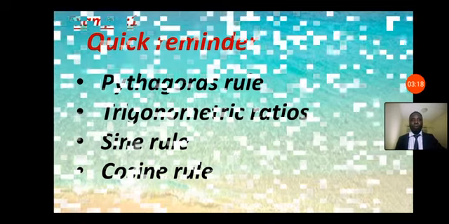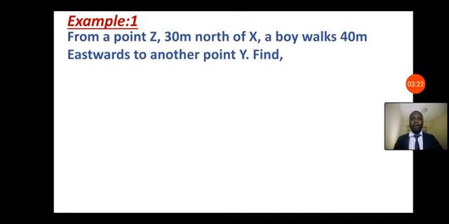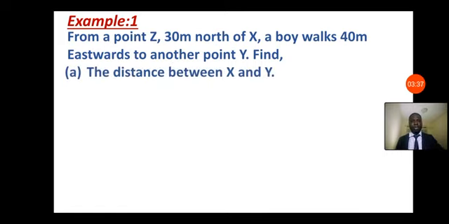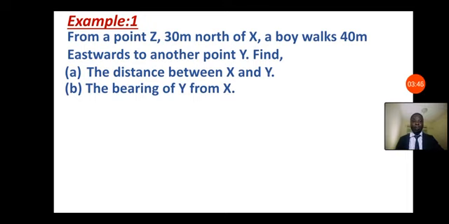We have example 1, and example 1 says, from a point Z, 30 meters north of X, a boy walks 40 meters eastwards to another point Y. Find the distance between X and Y. And secondly, find the bearing of Y from X. Okay. Now, what do we do? How do we go about the question like this?